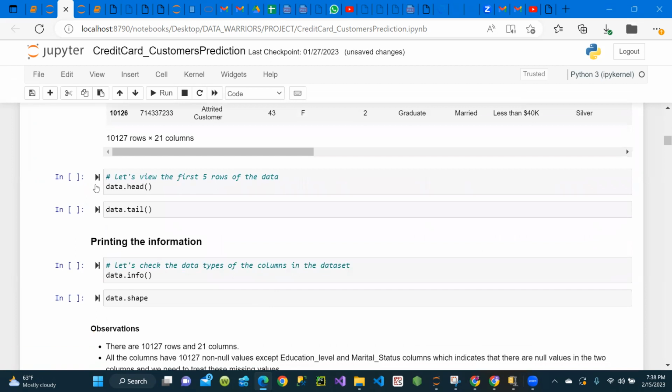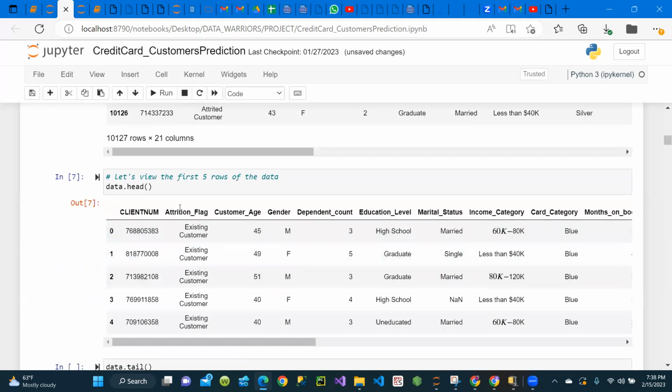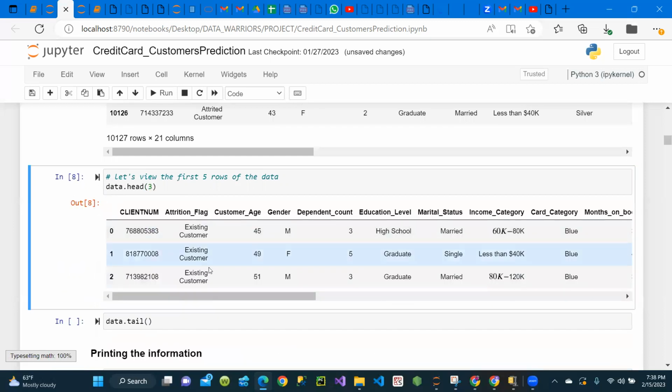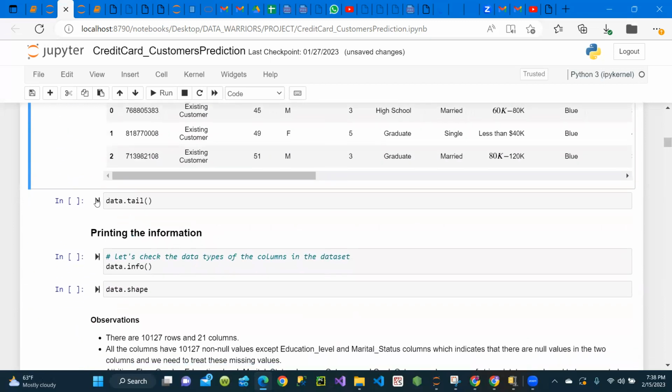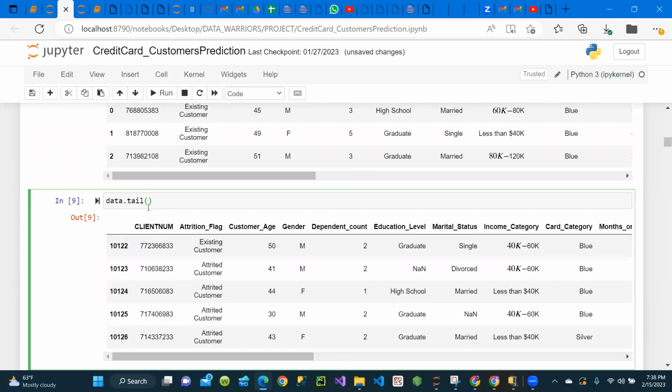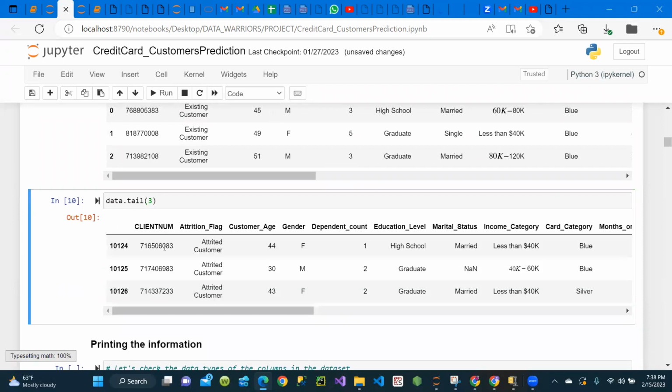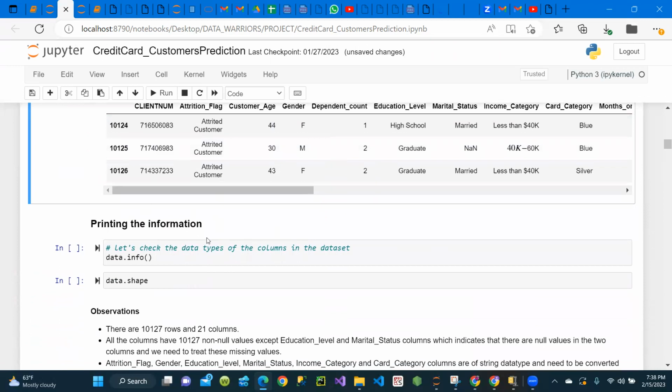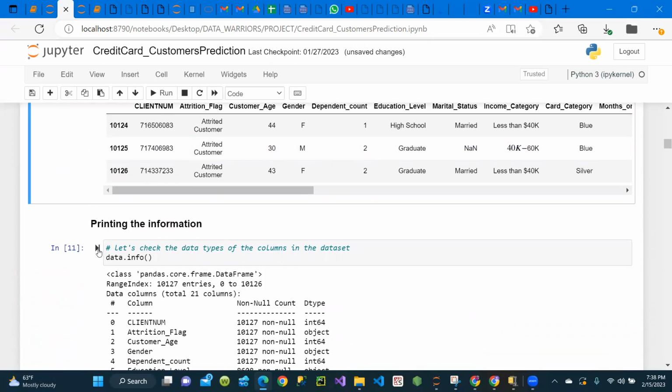After reading it, you look at the head, a few columns there. If you want less, like 3, just put 3 there and read that. And then after that, you look at the tail. If you want a few, you just put 3 there and run it like that. Then you print the information.